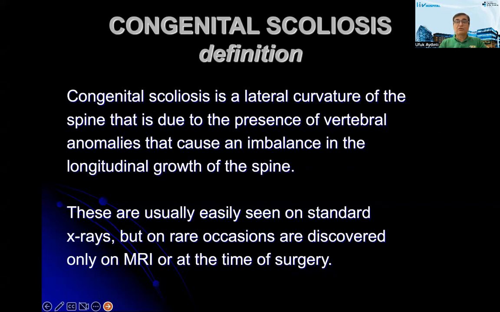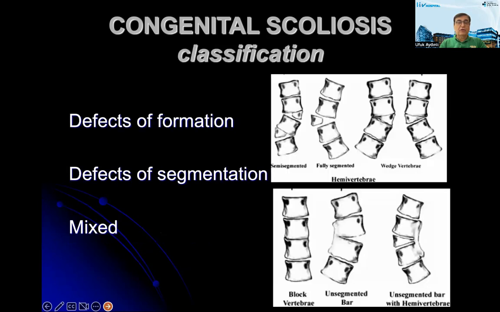Congenital scoliosis is a lateral curvature of the spine, but it is due to vertebral anomalies. These are usually easily seen on standard X-rays, but on rare occasions are discovered only on further radiodiagnostic evaluations such as MRI or CT.